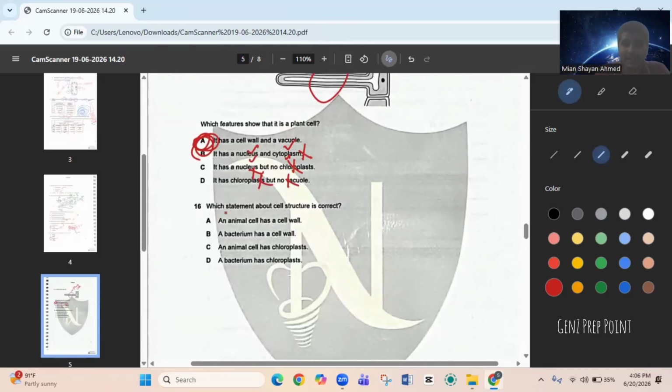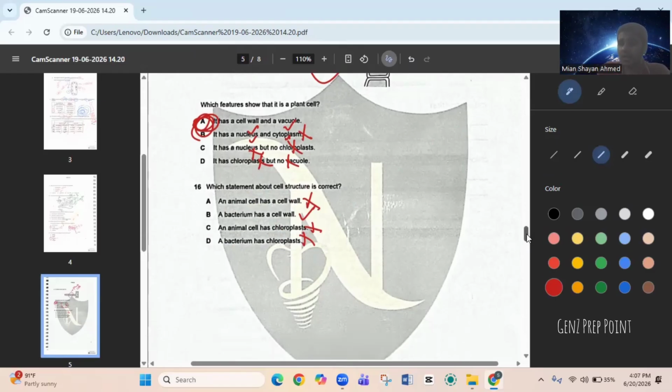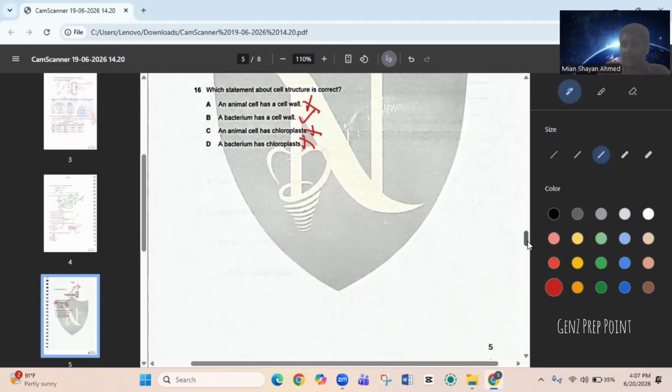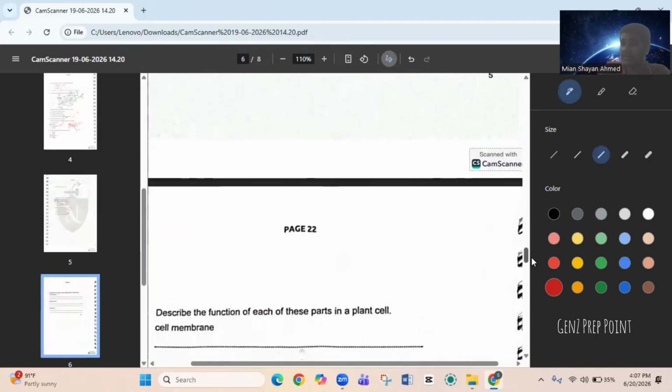I accidentally skipped it. Which statement about cell structure is correct? An animal cell has a cell wall. Does an animal cell have a cell wall? No. Does a bacterial cell have a cell wall? Yes, a bacterial cell has a cell wall. An animal cell has chloroplast. Do we photosynthesize? No, so we don't have chloroplast. A bacterial cell has chloroplast. Does a bacterial cell have chloroplast? No, some do, but it's subjective. We cannot determine it. Some bacterial cells have, some do not. So we consider it a no.